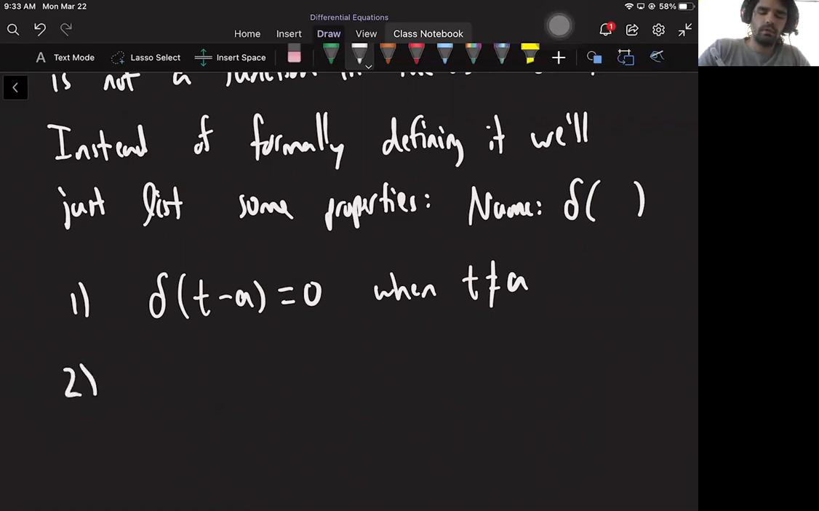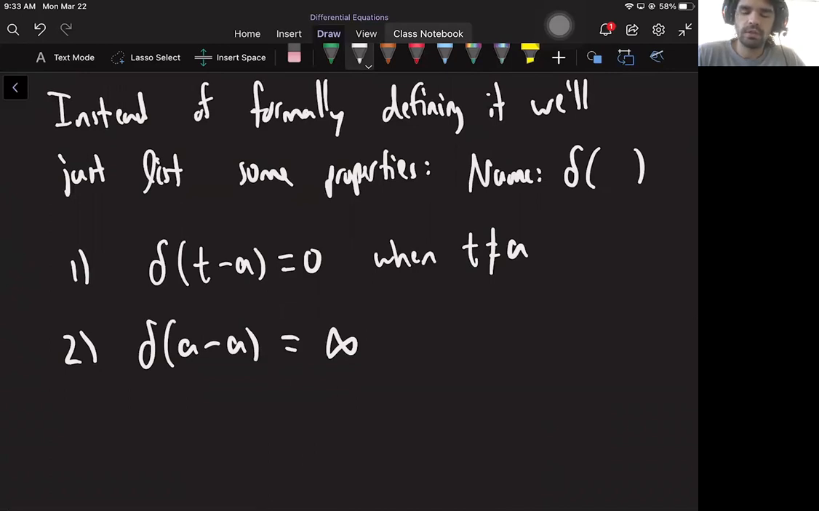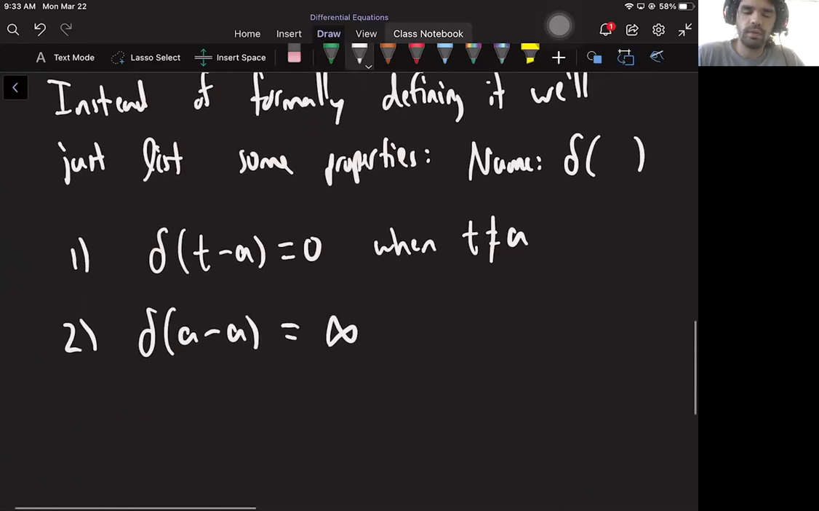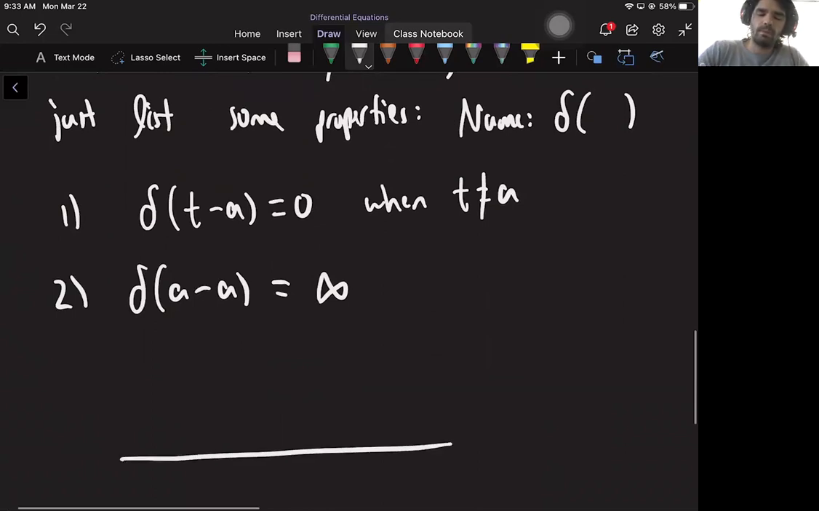But then at time a, the idea is that it's this infinitely big force. So it's just a giant force. So this is not a technically well-defined property here that I've written. This is just the idea. So the idea is it looks something like this. 0, 0, 0, nothing's happening, and then whoop, giant infinitely high point at a. Something like that.